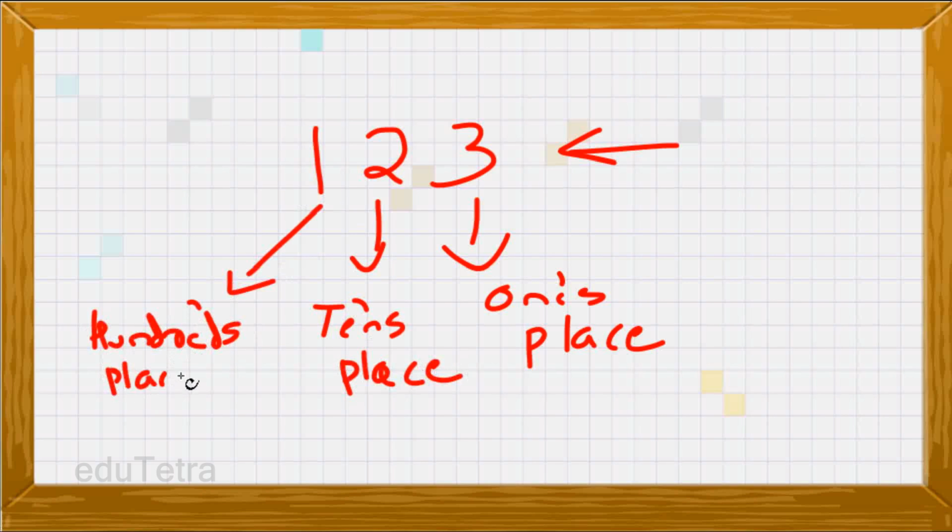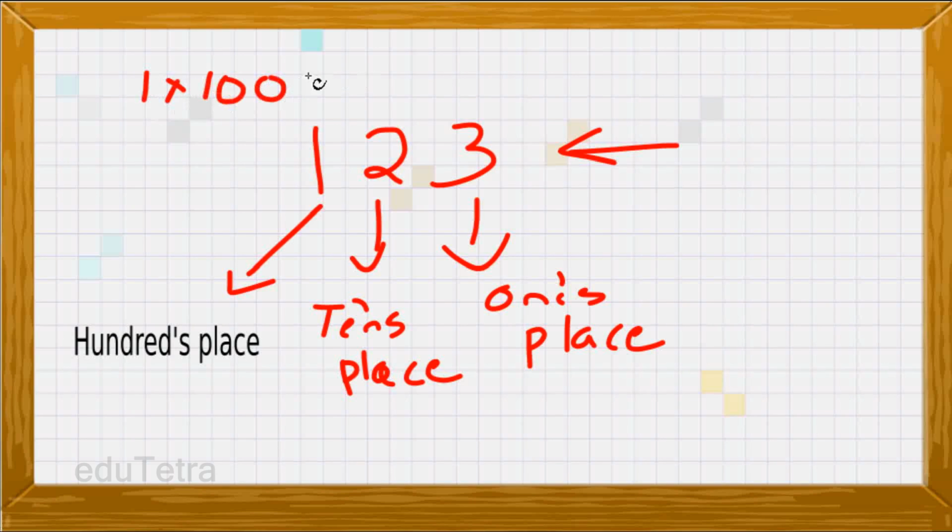Hundreds place. Let me write in a better way. So we say in 123 we have 1 hundred, 2 tens and 3 ones. So we write 1 hundred, and there are 2 tens, and how many ones? There are 3 ones.